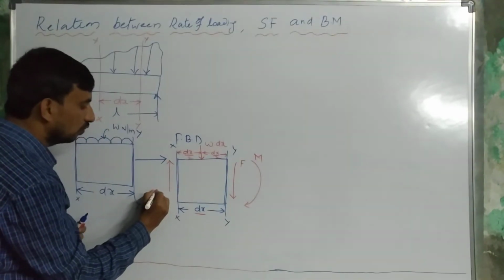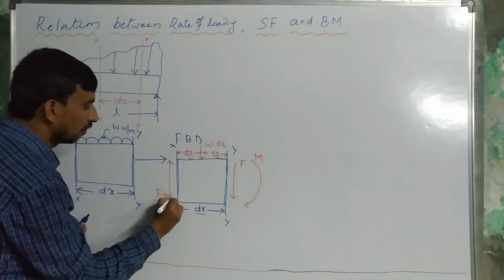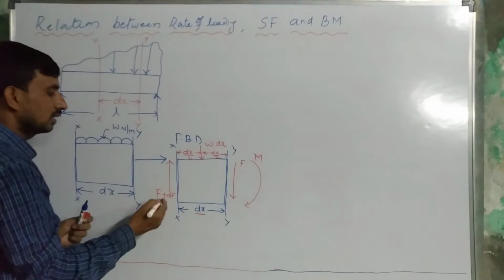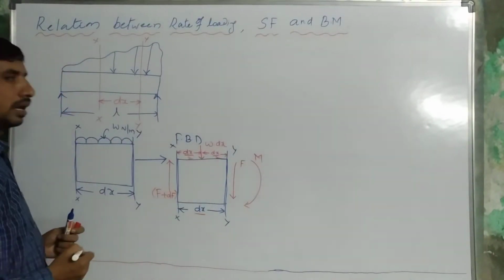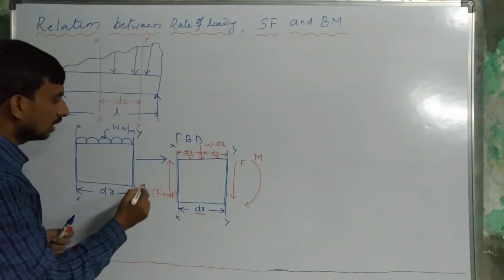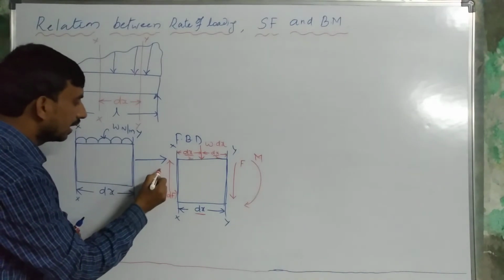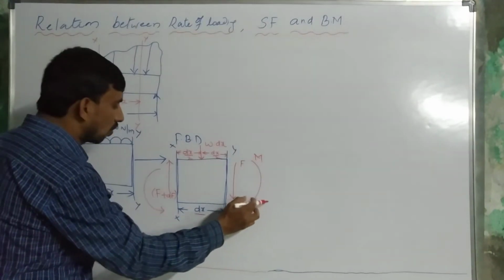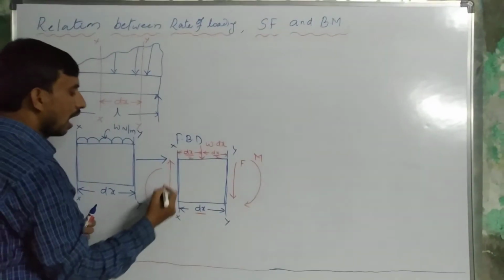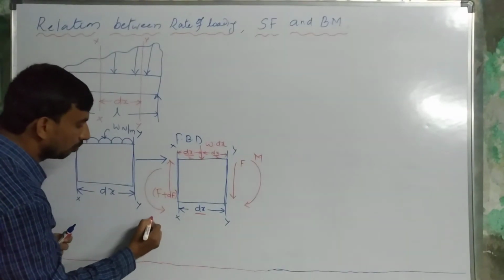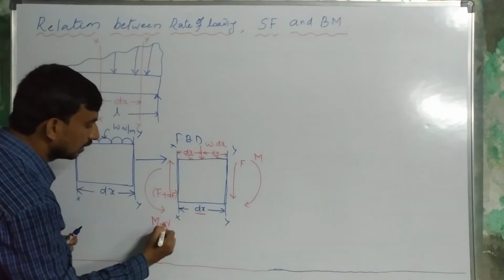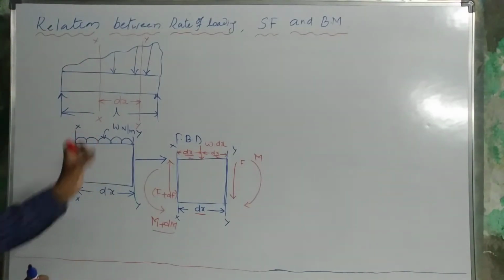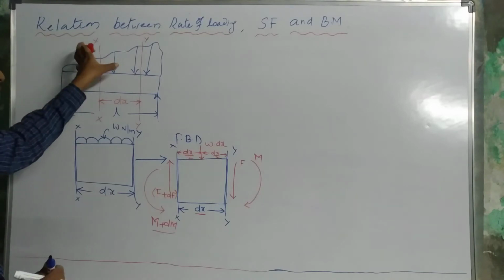The magnitude of the shear force is F plus dF. As the distance increases from 0 to dx, the shear force also increases. Right? And similarly, the moment which is acting here is anti-clockwise. Because at section XX the moment is clockwise, at section YY it would be anti-clockwise, and the magnitude of that moment is M plus dM. So this is the free body diagram of this elemental length of a beam.